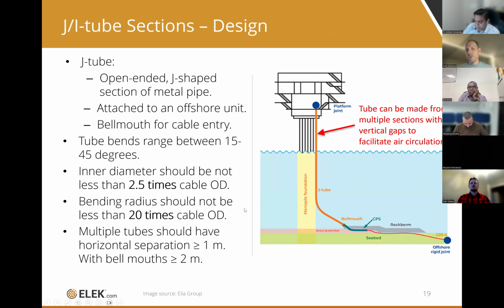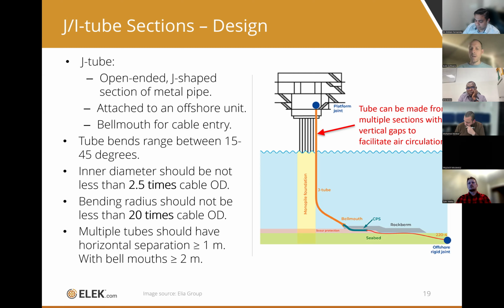Let's talk about the J-tube sections. Designing these sections, these are open-ended J-shaped sections made from metal pipes. They are attached to the offshore unit. The bell mouth is underwater. That's where the cable enters the J-tube that's underwater. So there's a water-filled section, and there's typically an air-filled section above the water level.